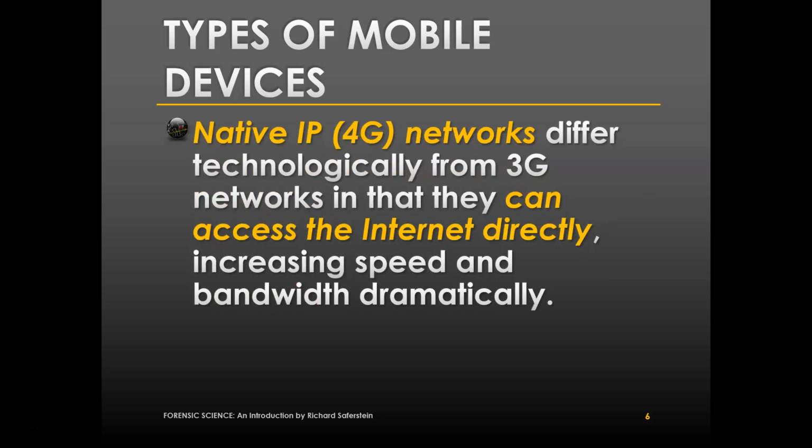Which brings us to what most of us are all on right now, which is native IP, also known as 4G networks. And these differ technologically from 3G networks in that they can access the internet directly. This increases speed and bandwidth dramatically.